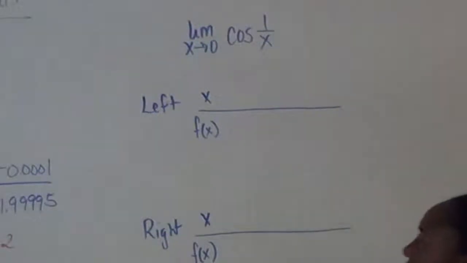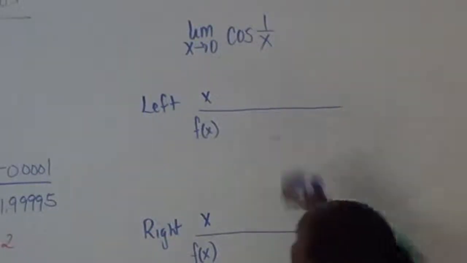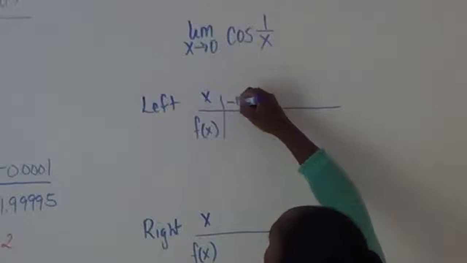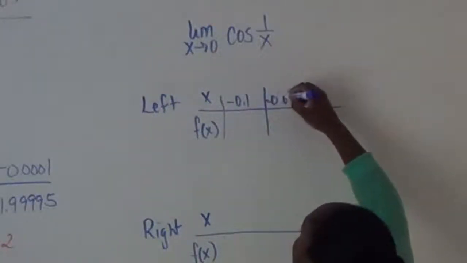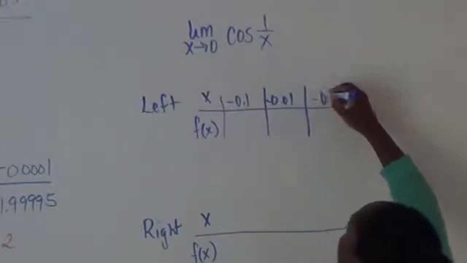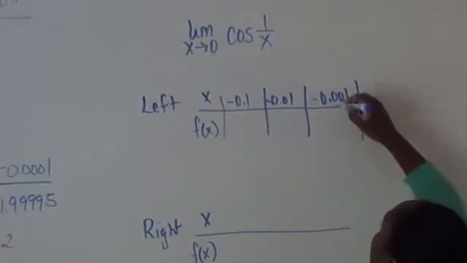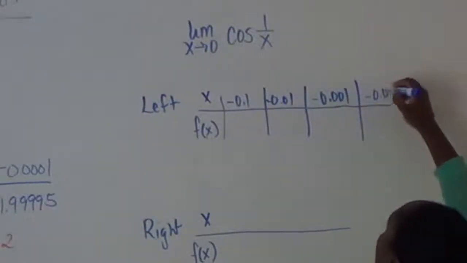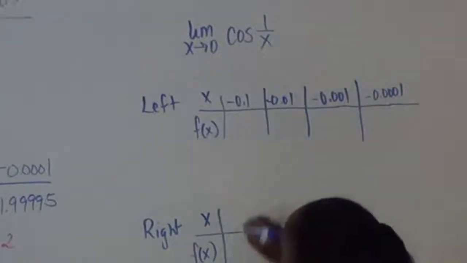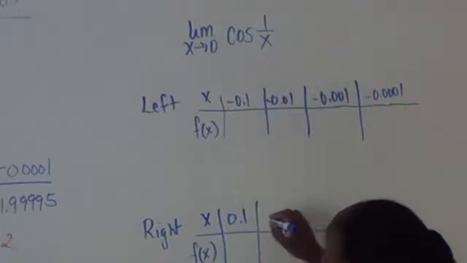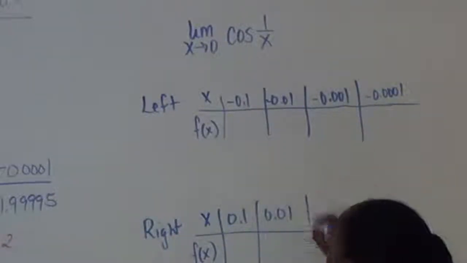Since I'm going to 0, I'm going to use the same values we chose last time. So negative 0.1, negative 0.01, negative 0.001, and negative 0.0001. And on the positive side, same thing, just no negatives.